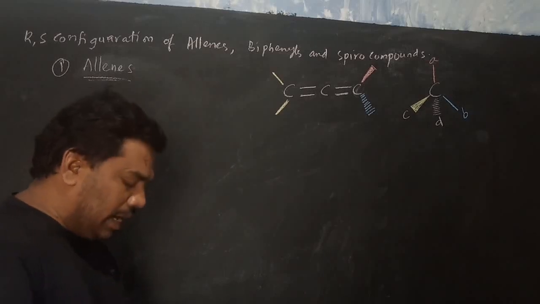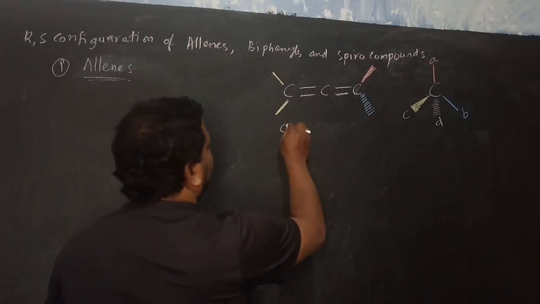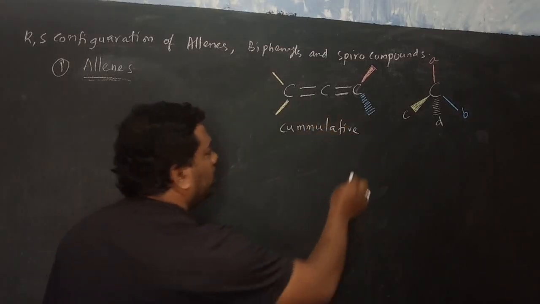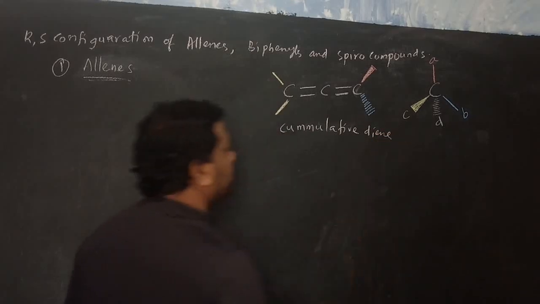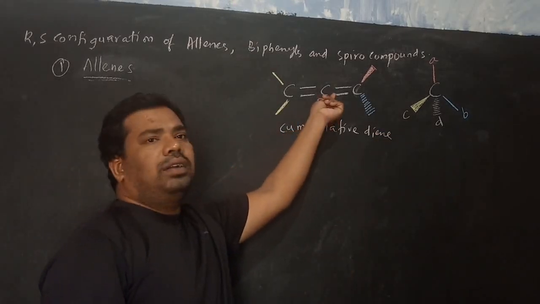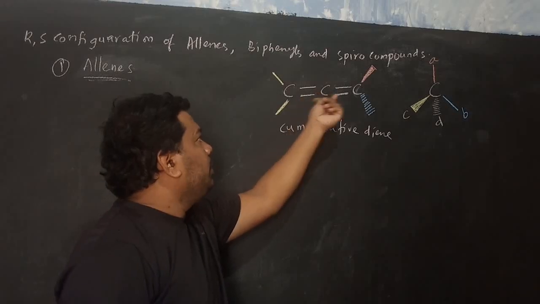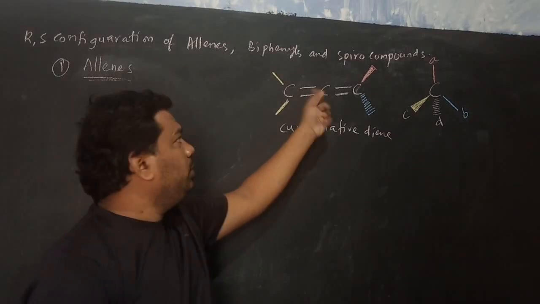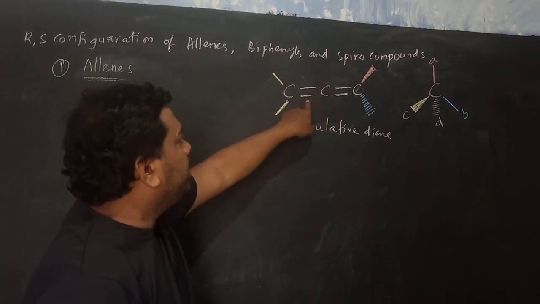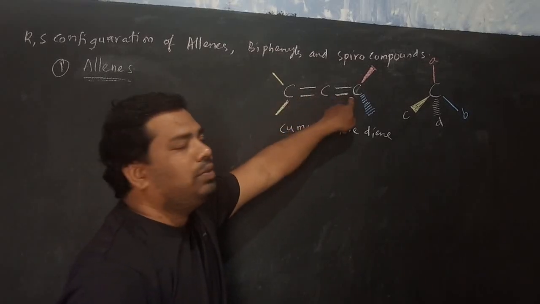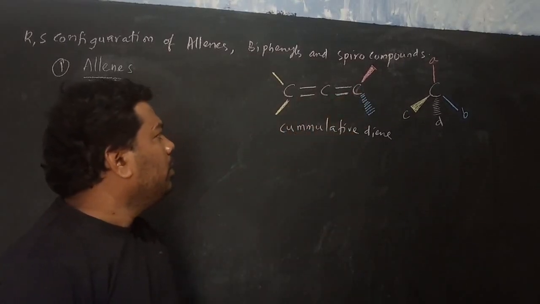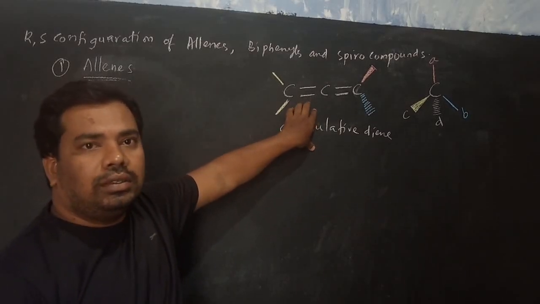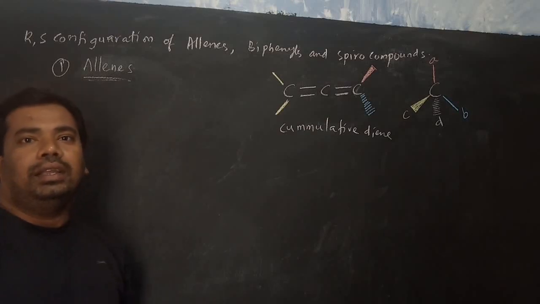Allene is a cumulative diene. It means the central carbon atom is attached with two double bonds to neighboring carbon atoms. Here this central carbon atom has a double bond with this carbon and a double bond with this carbon atom. So these types of allene molecules can show chirality in nature.